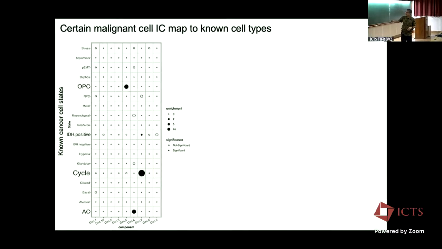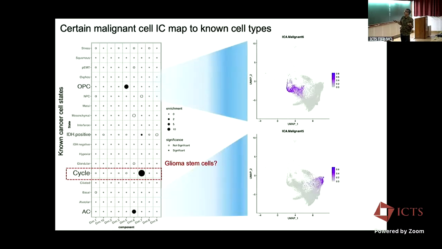So let me give you an example. IC number 6 of malignant cell cleanly corresponds to previously known astrocytic cells. IC5 cleanly corresponds to oligodendrocyte progenitor cells. IC7 cleanly corresponds to something called cycling cells. Now, glioblastoma stem cells are known to be cycling. So then the question comes, is this IC7 capturing stem cells? Glioblastoma stem cells, right? So we do additional analysis to figure that out. I'm just showing that these things cluster, so they are indeed.